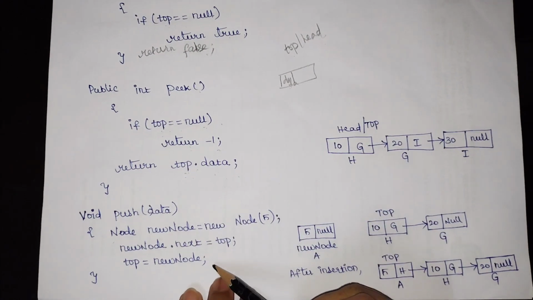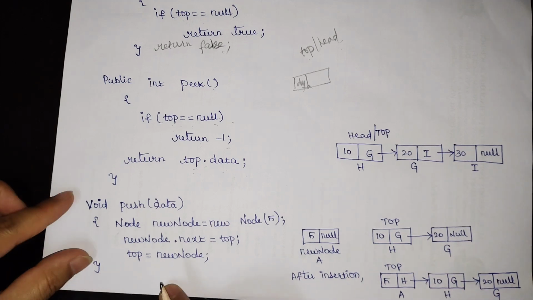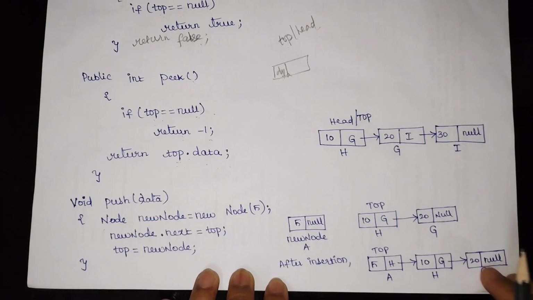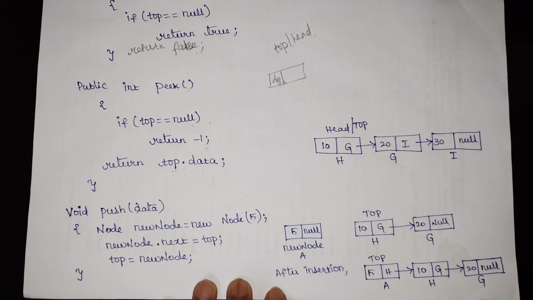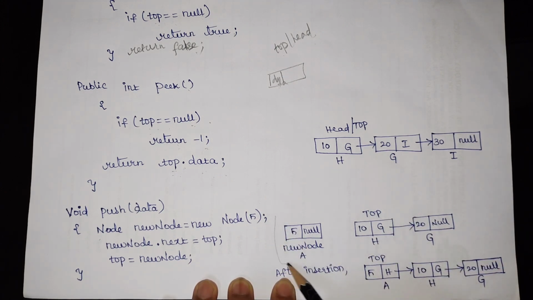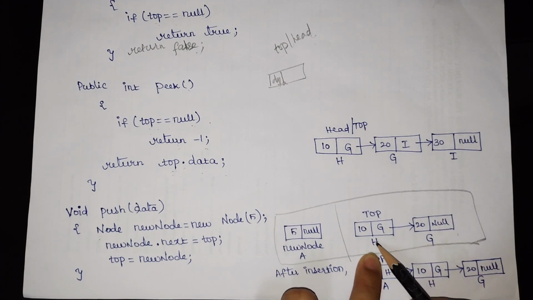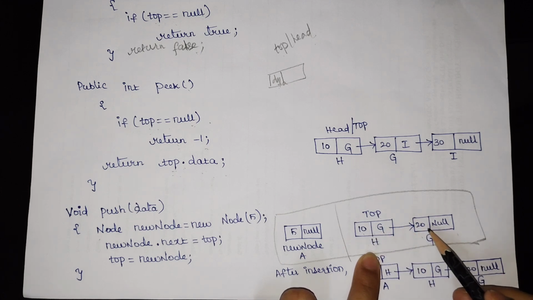And what is the next method? The next method is the push method. How does the push method work? Before getting into the code, we'll first understand how a push works when you are using a linked list. As mentioned, top is the head node. This is my linked list, which has two nodes. The first node has the data value 10 and points to the next node, which has data value 20, and this is my top node, which is the head node.